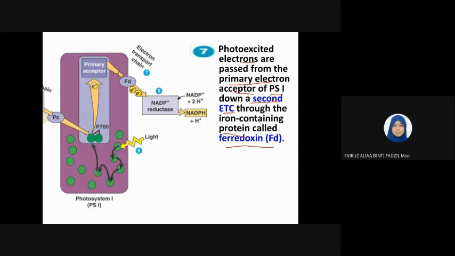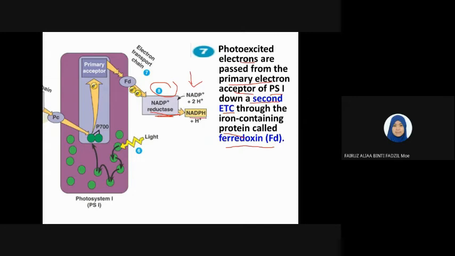Then you see this diagram, where the ferredoxin passes the electron. The next one is step 8. Ferredoxin passes the electrons to NADP plus, catalyzed by the enzyme NADP plus reductase. NADP plus receives 2 electrons and is reduced to NADPH.